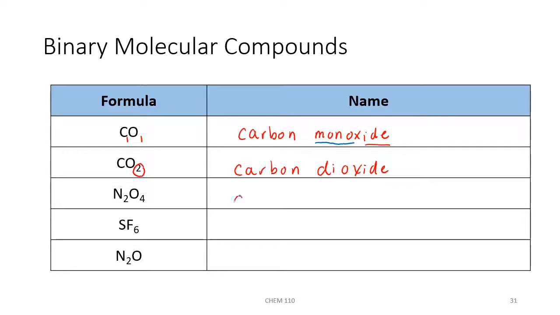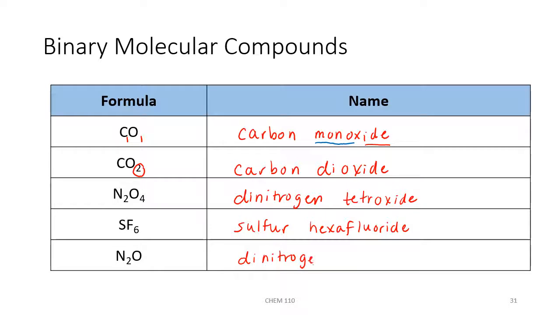N2O4 would be dinitrogen, and the prefix for 4 is tetra, but we write tetroxide. Once again, so we don't have an A and an O next to each other. SF6 would be sulfur, and the prefix for 6 is hexa, and then fluoride. N2O would be dinitrogen monoxide.